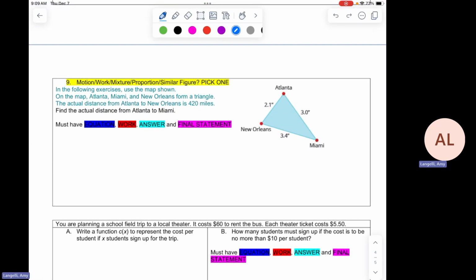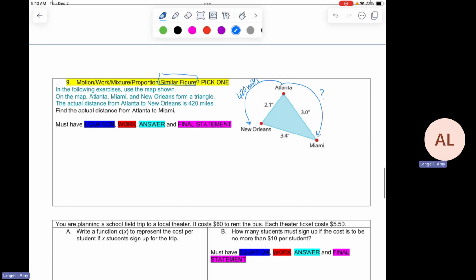Pick one. In the following exercises, use the map that's shown. Atlanta, Miami, and New Orleans form a triangle. Whew, that took me a long time to read that sentence. It's a similar figure. You did this in geometry. The actual distance from Atlanta to New Orleans was 420 miles. So that's the real distance. Find the actual distance from Atlanta to Miami.